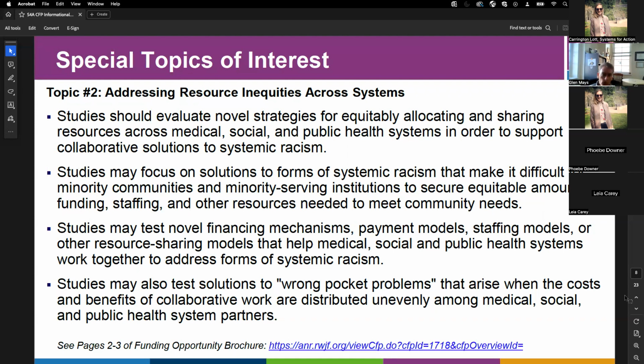Studies can focus on solutions to forms of systemic racism that make it difficult for minority communities and minority-serving institutions to secure sufficient and equitable amounts of funding or staffing or other resources that they need to meet community needs and address forms of systemic racism. These studies under this special topic may also test novel financing mechanisms or novel payment models, novel staffing models and staff sharing models, and other forms of resource sharing, again, that can help medical, social, and public health systems work together to address forms of systemic racism that operate within their systems.